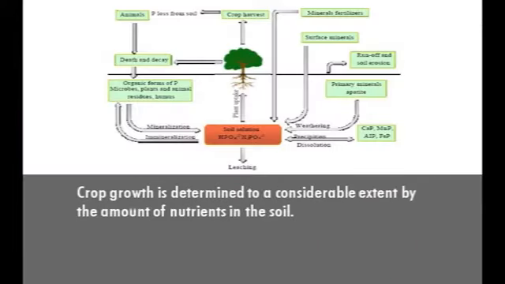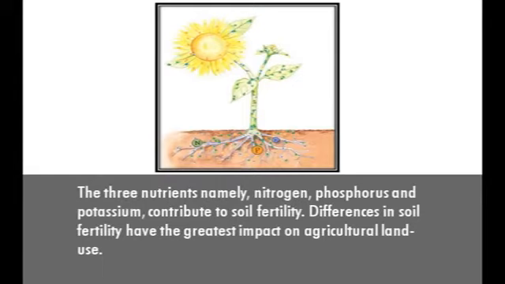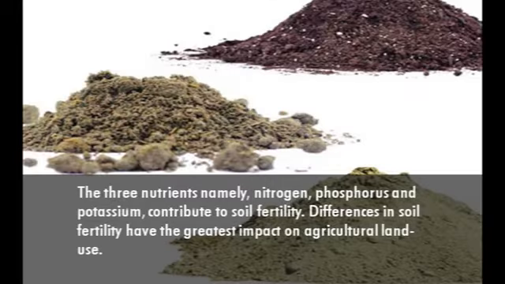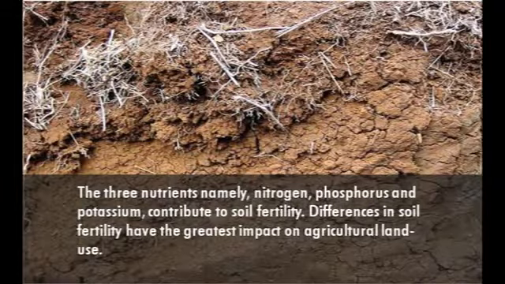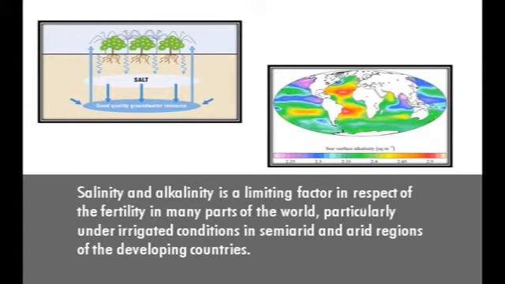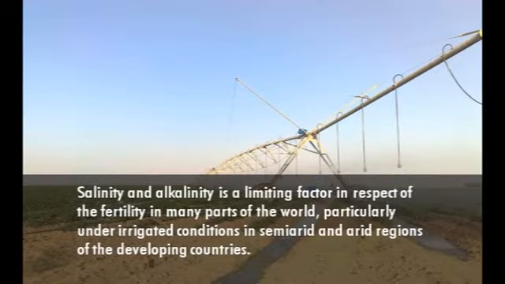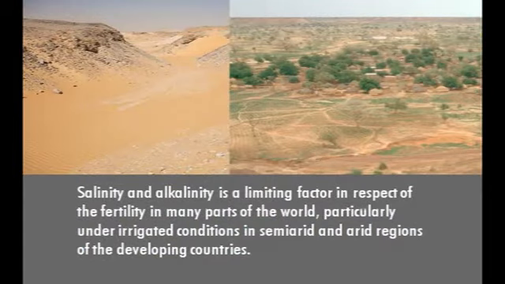Crop growth is determined to a considerable extent by the amount of nutrients in the soil. The 3 nutrients, namely nitrogen, phosphorus, and potassium, contribute to soil fertility. Differences in soil fertility have the greatest impact on agricultural land use. Salinity and alkalinity is a limiting factor in respect of the fertility in many parts of the world, particularly under irrigated conditions in semi-arid and arid regions of the developing countries.